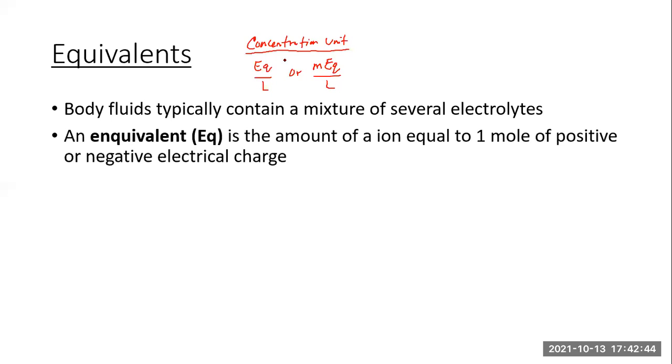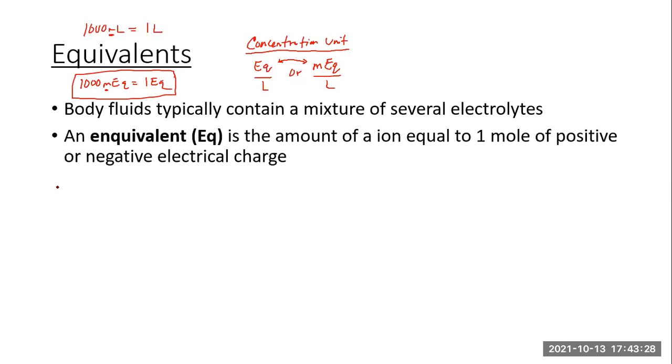In case you're curious about the relationship between these two, it's basically the same thing as milliliters and liters. There are 1,000 milliequivalents in one equivalent, similar to 1,000 milliliters in 1 liter. Same idea; it's the milli prefix. An equivalent is the amount of ion that's equal to 1 mole of positive or negative charge. For the most part, we use equivalents as conversion factors.